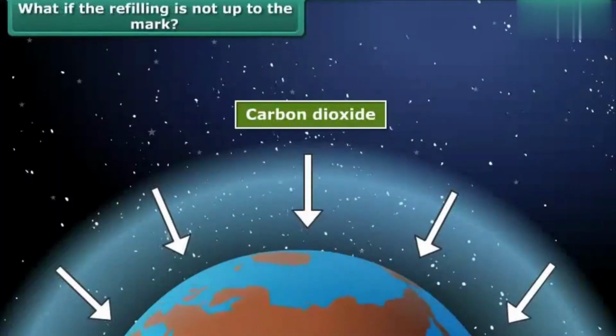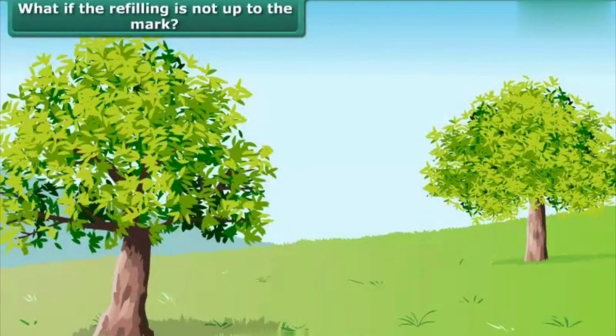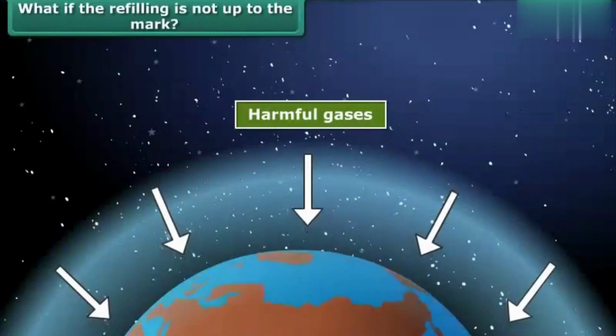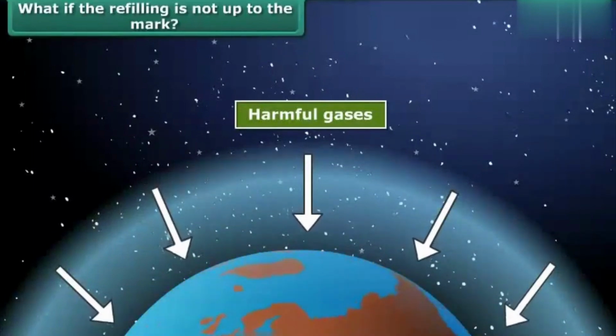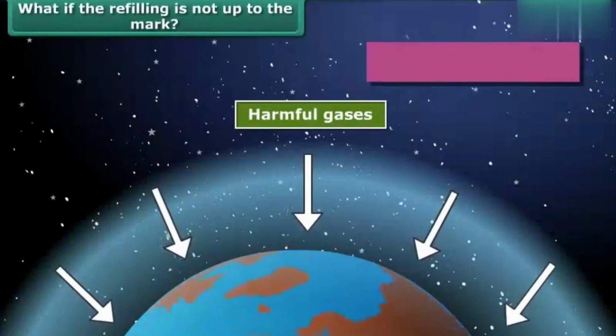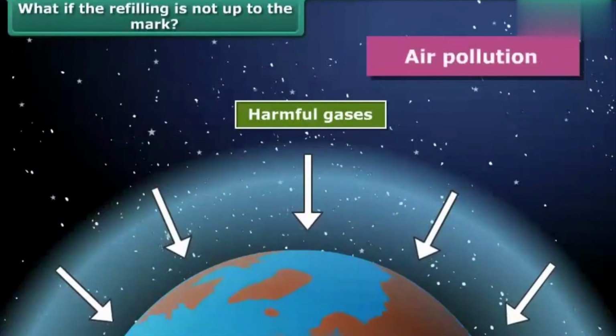What if carbon dioxide is pumped more into atmosphere and it is beyond the capacity of plants to maintain the carbon dioxide-oxygen balance? What if other harmful gases are released in the atmosphere? The answer is, it results in air pollution.